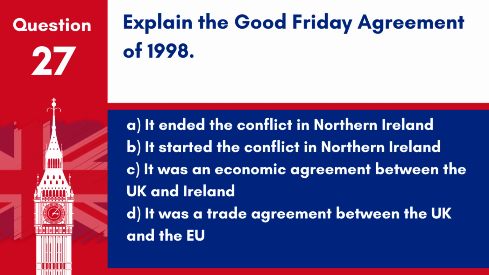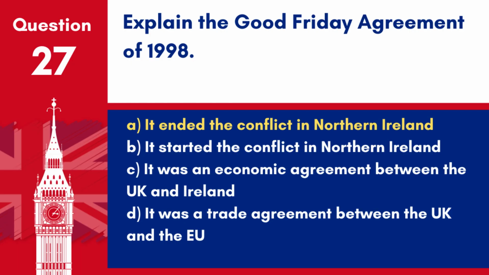Question 27. Explain the Good Friday Agreement of 1998. A. It ended the conflict in Northern Ireland. B. It started the conflict in Northern Ireland. C. It was an economic agreement between the UK and Ireland. D. It was a trade agreement between the UK and the EU.